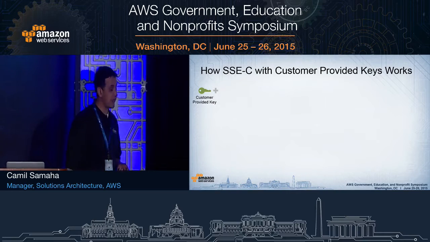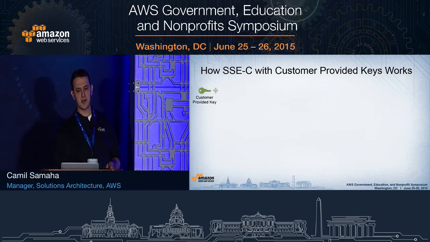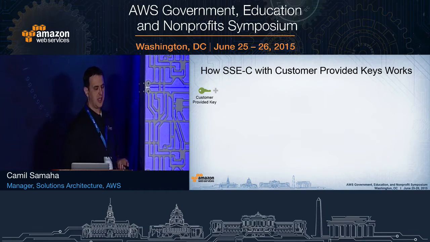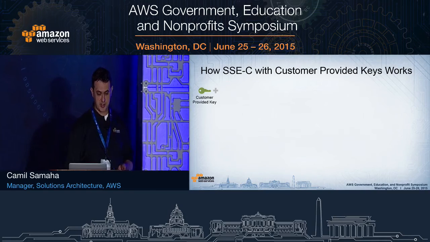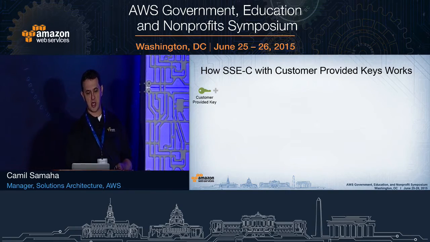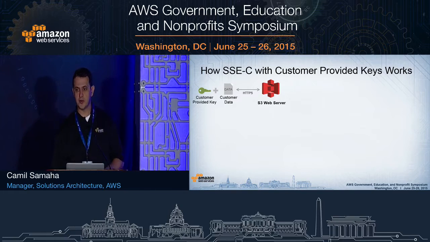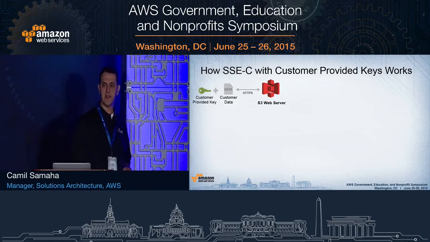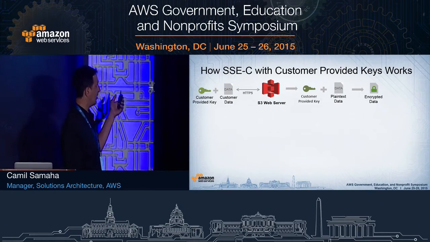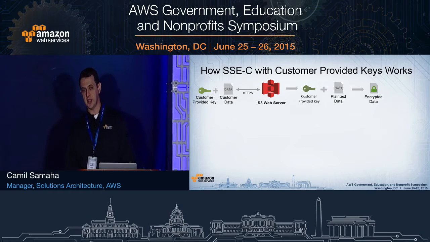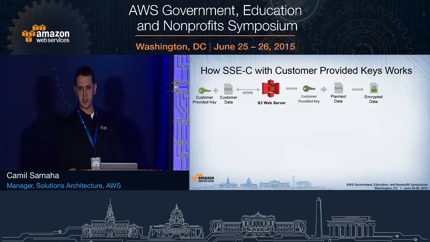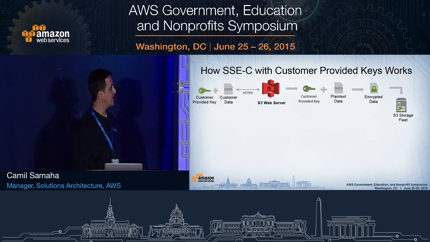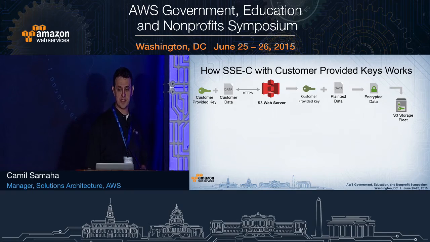Now let's talk about the other option with S3, which is server-side encryption using client or customer-provided keys. You're going to start with your key, and you're going to pass that along with the data to the S3 service, and that's done through an API call, and you provide the encryption key along with the data. The S3 service uses that key to encrypt the data, again using AES 256, and then that data is stored in the S3 storage fleet.